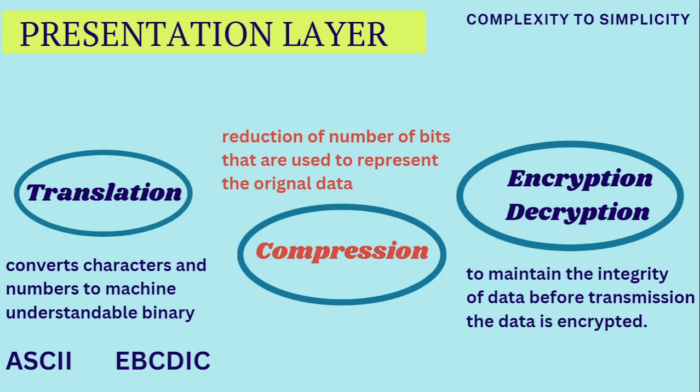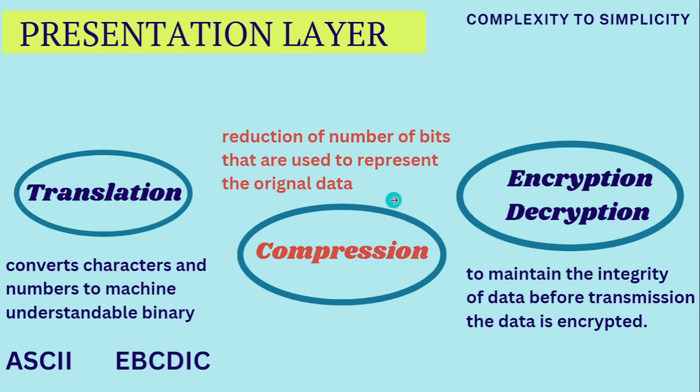After conversion, or you can say translation, the next step is compression. Now what is compression? Before the data is transmitted, the presentation layer reduces the number of bits that are used to represent the original data. This bit reduction process is known as compression, right? The data compression reduces the amount of space used to store the original file. As the size of the file is reduced, it can be received at the destination in very less time.